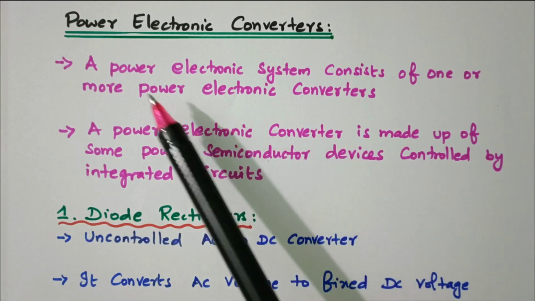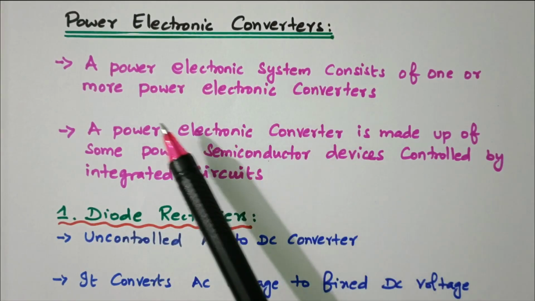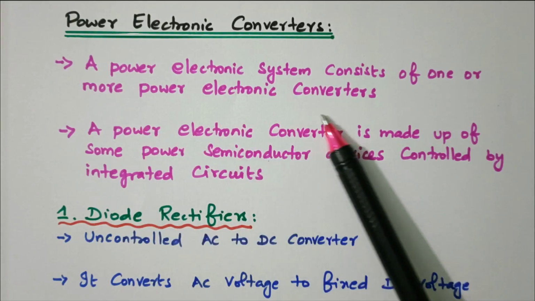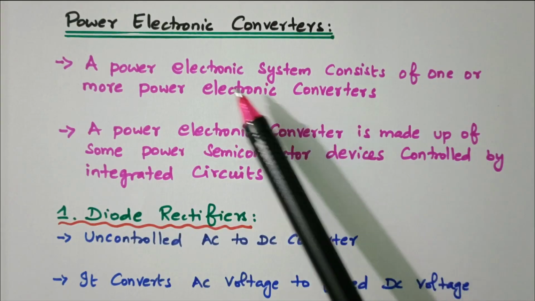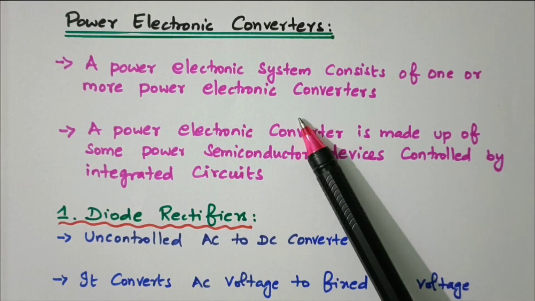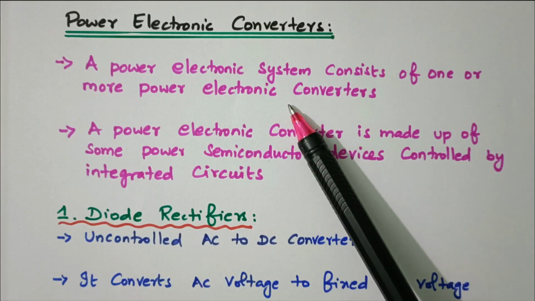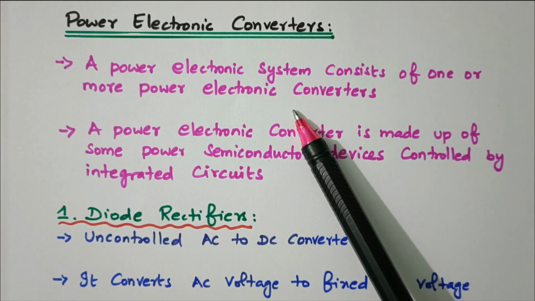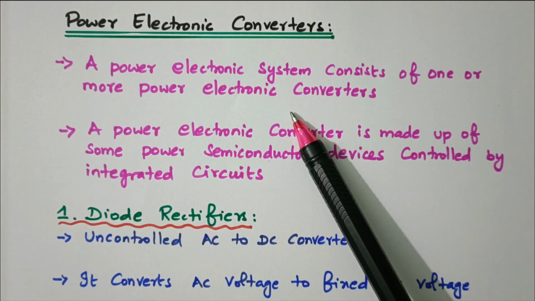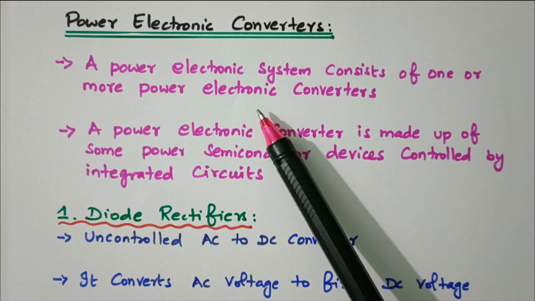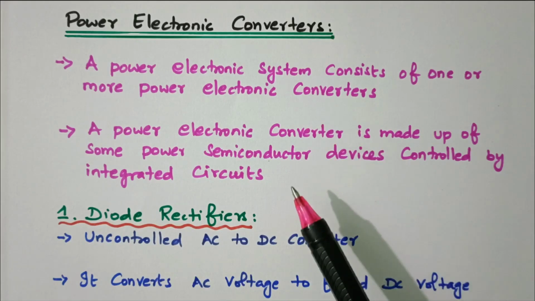Now we'll go to the topic, power electronics converters. A power electronic system consists of one or more power electronics converters. Because in the power electronic system the main objective is to control and convert the power. So we are doing two things. One is control as well as convert. The available power may be converted from one form into another form, for example, AC to DC or DC to AC. Also control. Based on that, we will see what power electronics converters are available.